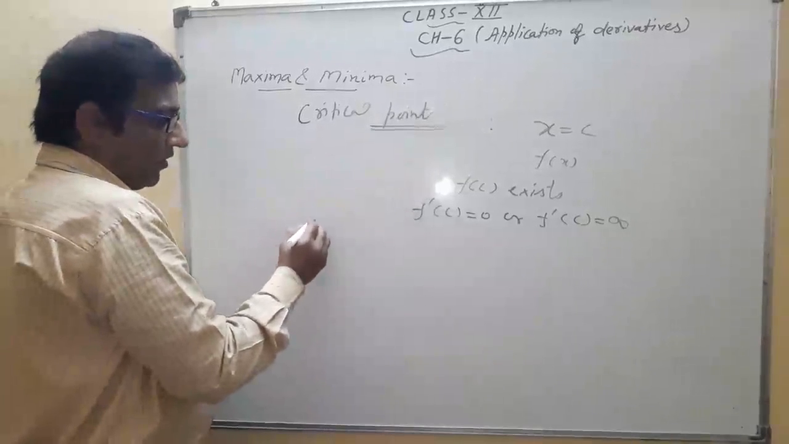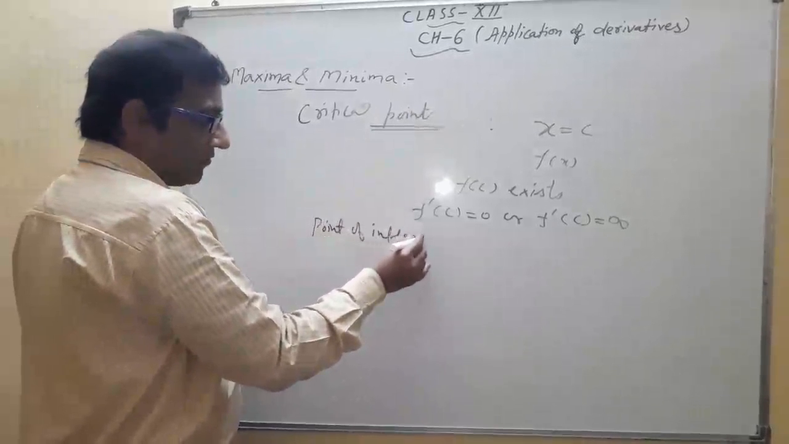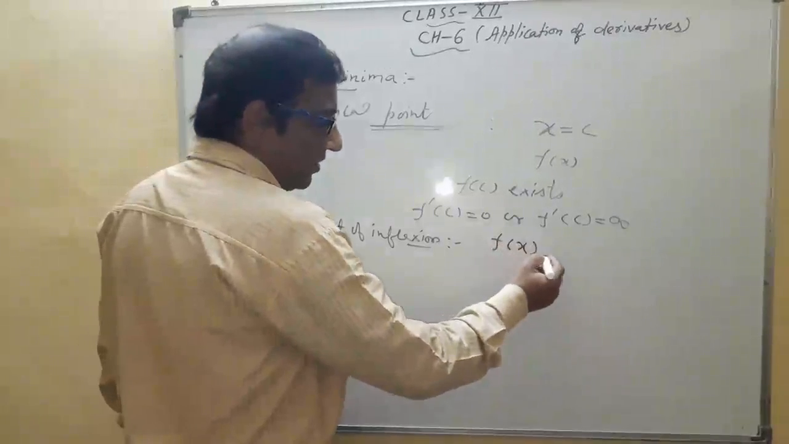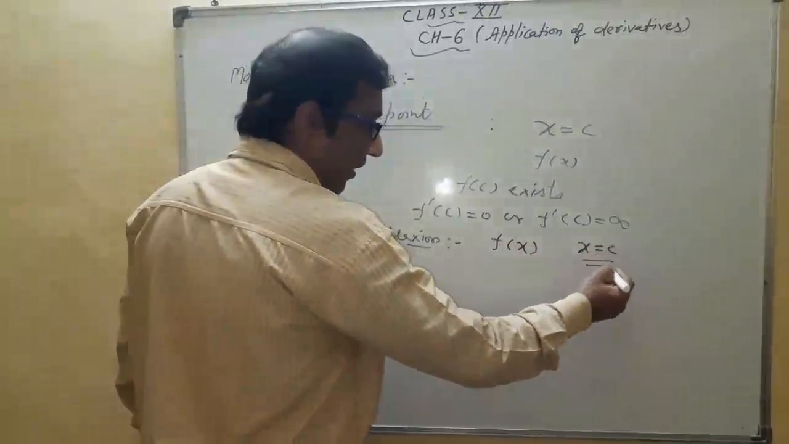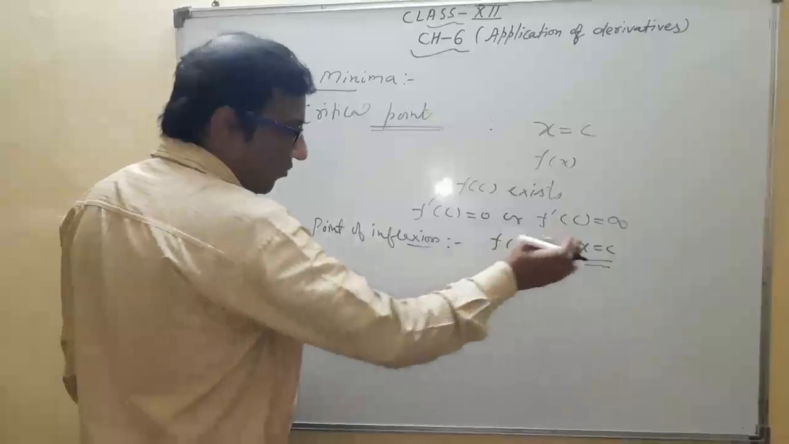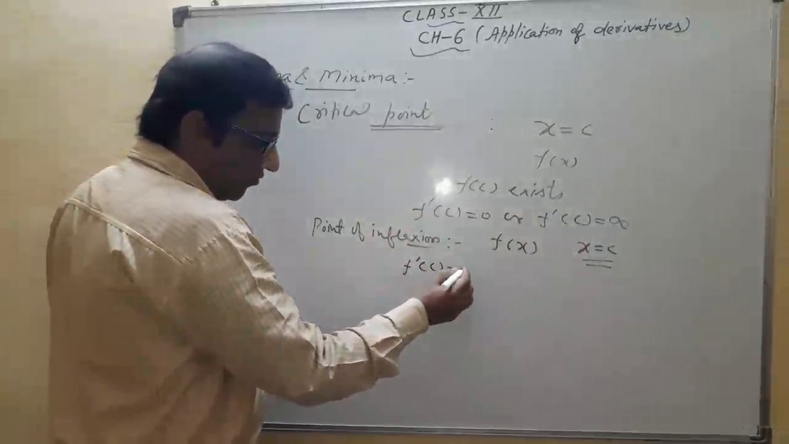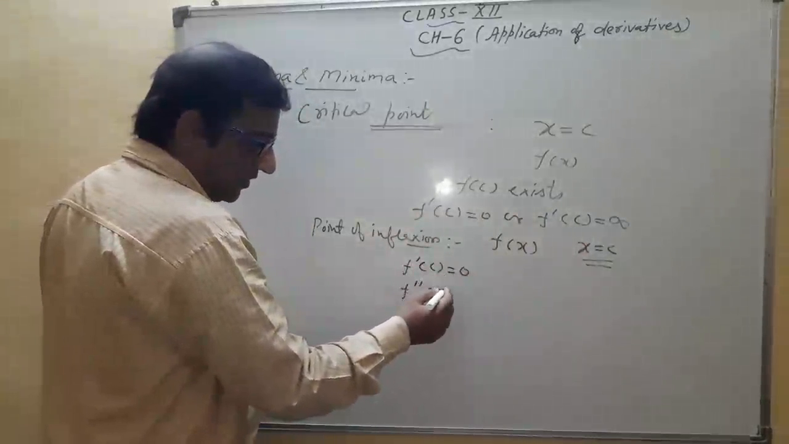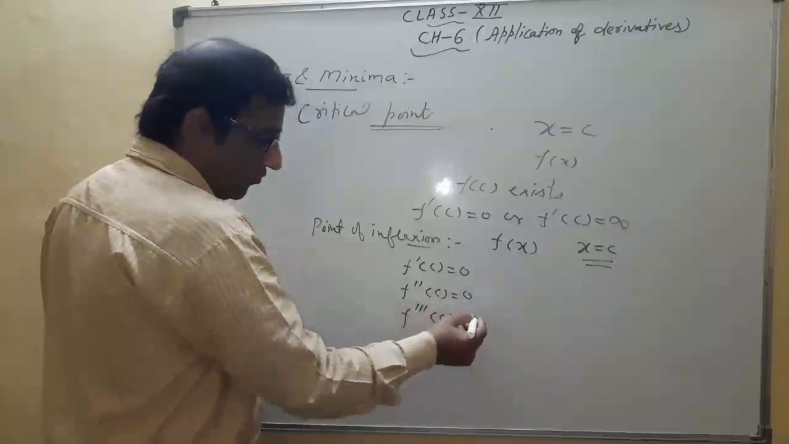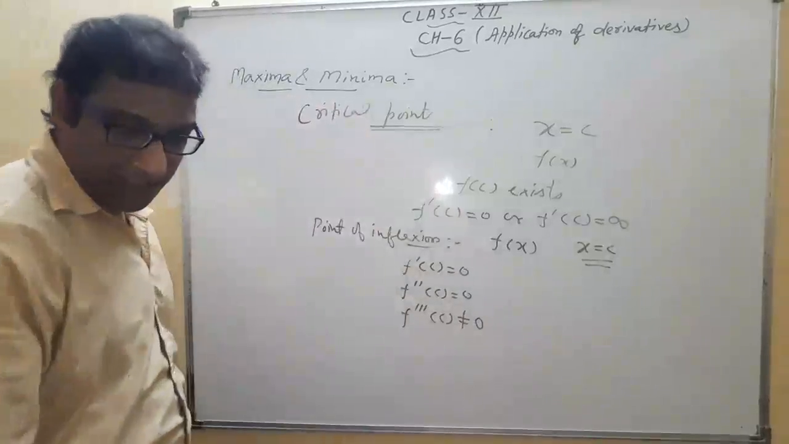After critical point, we will continue with the definition of point of inflection. So what is a point of inflection? If f(x) is a function and x equals c is a critical point of that function, then we can say x equals c is known as a point of inflection if f'(c) equals 0, f''(c) equals 0, and f'''(c) not equal to 0. Then x equals c is known as a point of inflection.